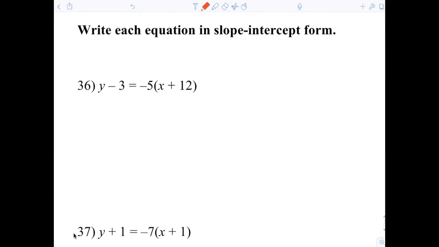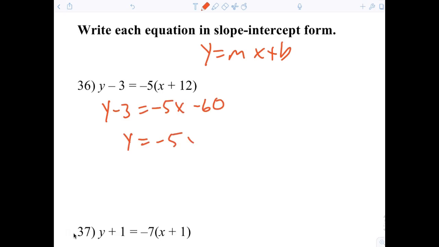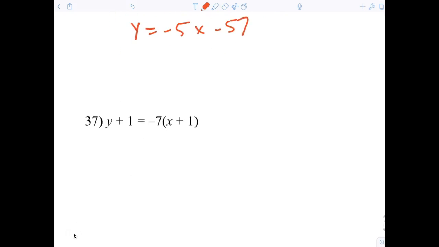Write each equation in slope-intercept form, which is the easy one. Slope-intercept, y equals negative 5x minus 57. Good, equals negative 5x minus 60. So y equals negative 5x minus 57. Good job, guys. I feel like you're doing good.